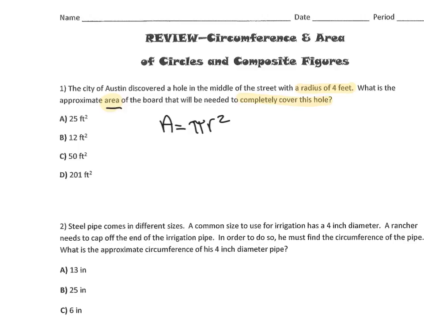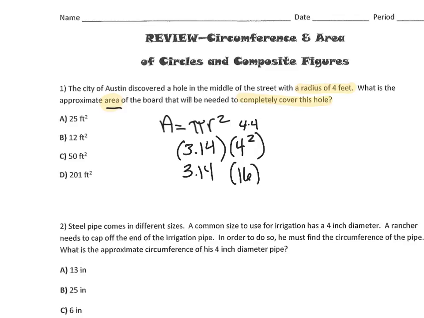Write the formula down. Every single time, write your formula down so that when you go to plug your numbers in, you are seeing every single piece that you need. So pi r squared, we know pi is 3.14. What was our radius that they gave us? 4. So plug that 4 in for r, r for radius, and squared. So 3.14 times 4 squared. What is 4 squared? 16. It's 4 times 4.